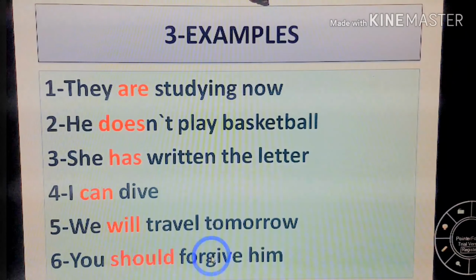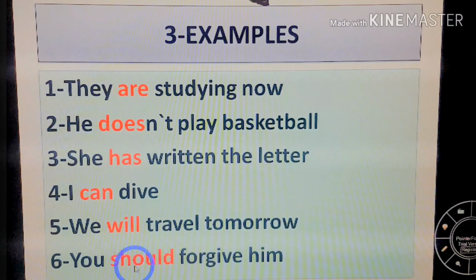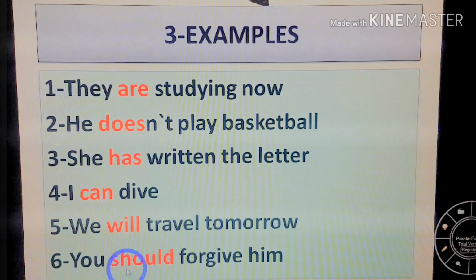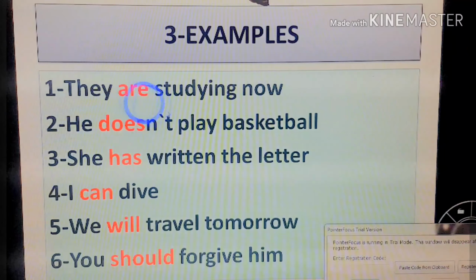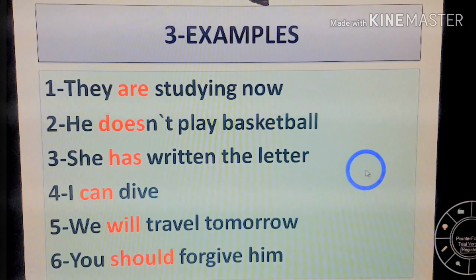Number six. You should forgive him. Notice that forgive is the main verb, but should here is the helping verb. When I used it, you should forgive him, it refers to giving advice. It gave me the full meaning of the sentence. He asked me for advice, meaning it gave me advice: you ought to forgive him. Notice that when I added should, the sentence became complete and at the same time gave me full meaning. That's when I say the auxiliary verbs help the main verbs describe the action.